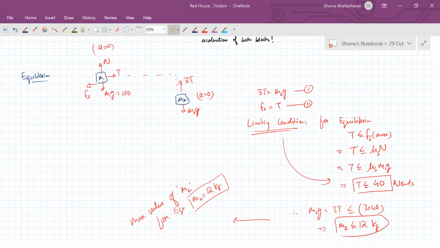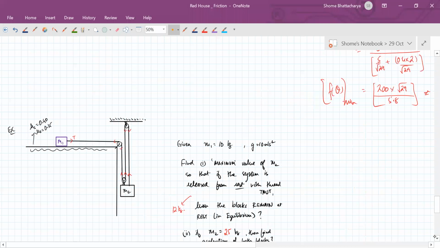Okay, Kevin, that seems correct. So now next part, obviously motion will start because we've bumped up the value of M2 beyond 12. We've taken it to 25.